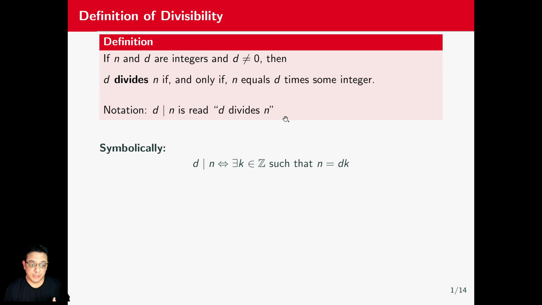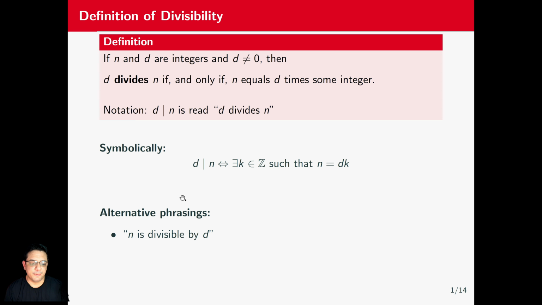You've got to be careful to not confuse it with "is divided by." Another way of saying d divides n is that n is a multiple of d. That's what you're really trying to say. So d divides n means n is a multiple of d, and hence there's going to exist a k that belongs to the integers, so that n is d times k.